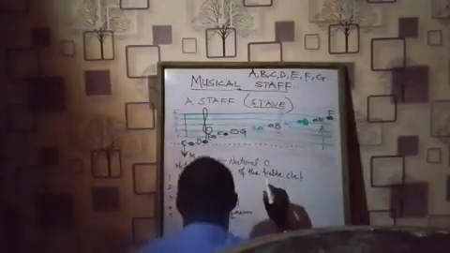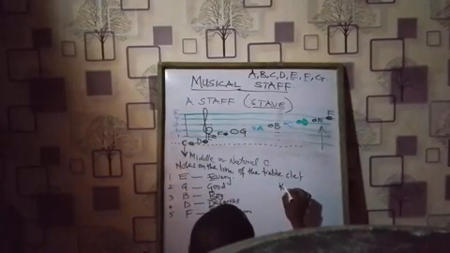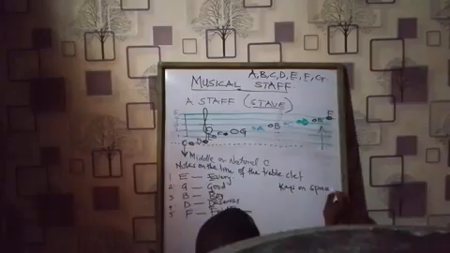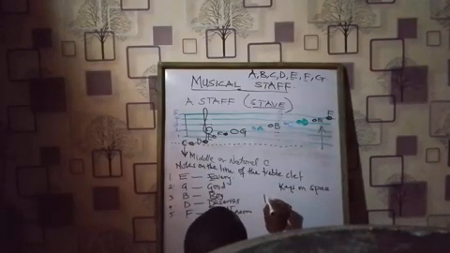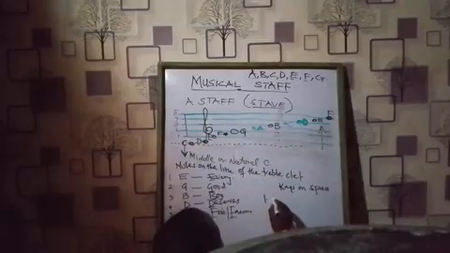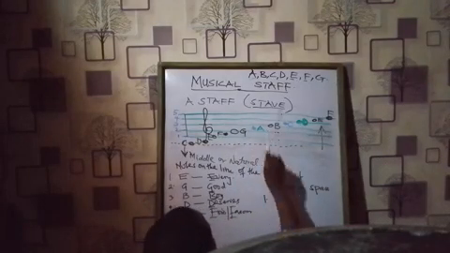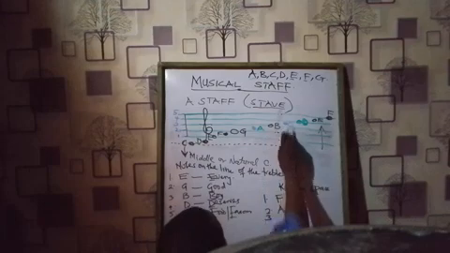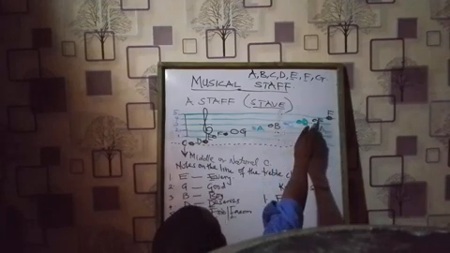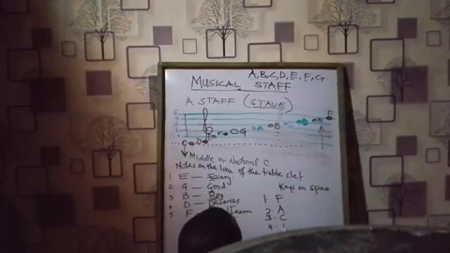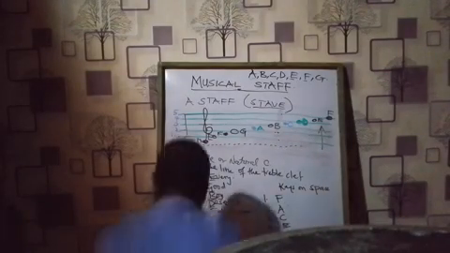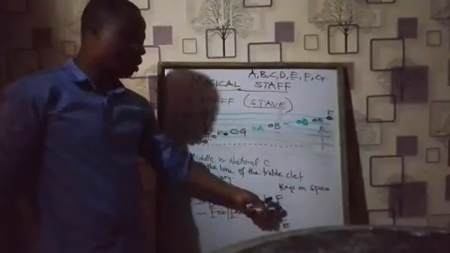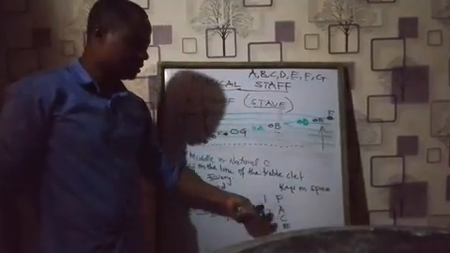Now let's see the keys on the spaces. On space one, we have F. On space two, you have A. On space three, you have what? C. On space four, you have your E. Directly, without disturbing ourselves, this gives us the word face. So you can easily remember that one.